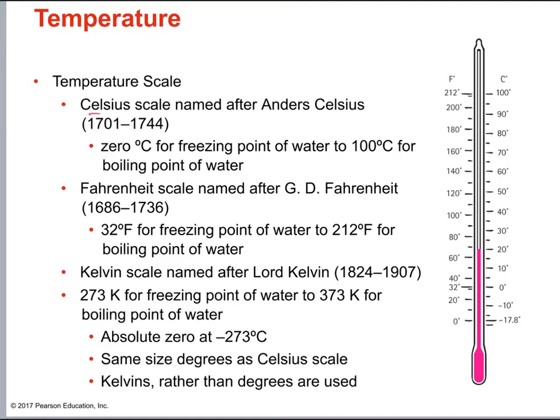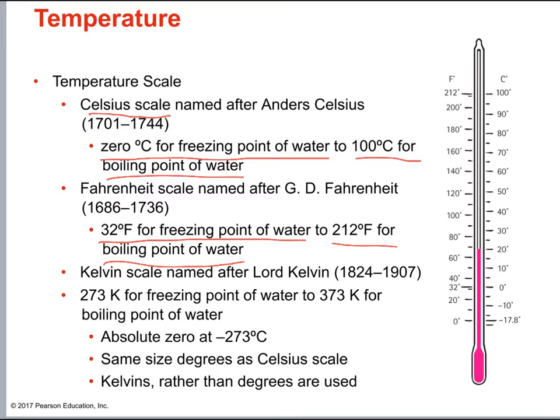On the Celsius scale, you have 0 for the freezing point of water and 100 degrees for the boiling point of water. On the Fahrenheit scale, you have 32 for the freezing point of water and 212 for the boiling point of water. That's how you create the scale. And in most countries in the world, they use the Celsius scale, and it's an international scale that's used in science. So almost always in science, you'll see temperatures measured on the Celsius scale.